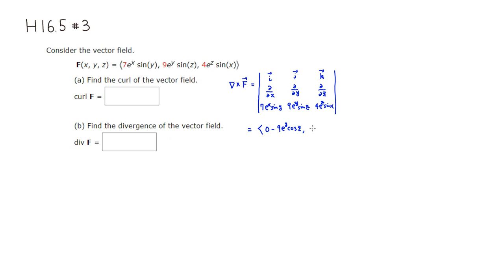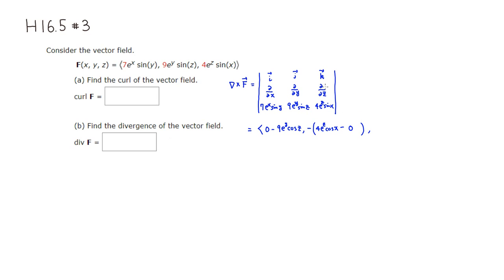Second component, it's going to be negative. Hide the second column. So the partial derivative of this guy with respect to x: 4 e to the z is just a number, and the derivative of sine of x is cosine of x, minus the partial of this guy with respect to z. You can see that it has nothing to do with z, so the derivative is going to be 0.